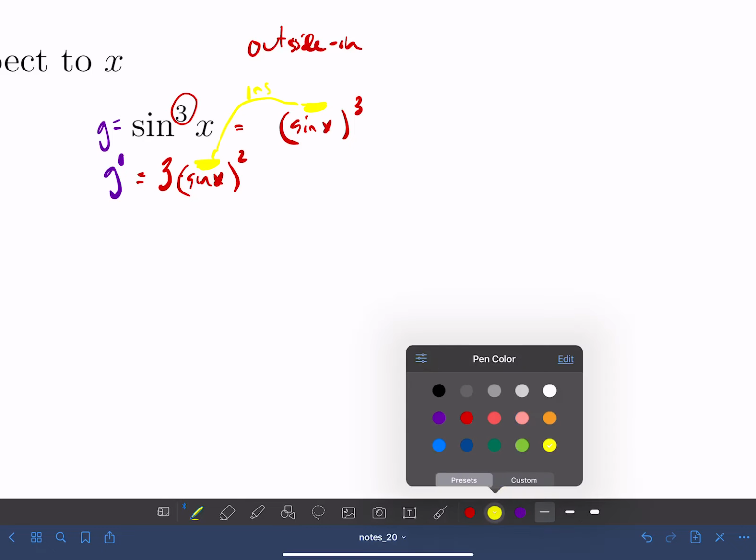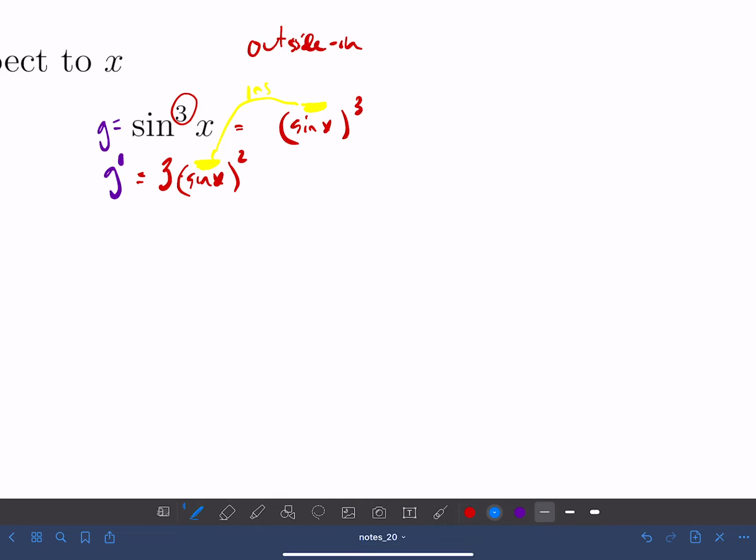Wow, that yellow is not terribly legible. What if I use light blue? So the inside remains unchanged, and then I need to chain on the derivative of the inside, times cosine of x. And if we wanted to write it more similar to the original function, maybe I would call this 3 sine squared x cosine of x.